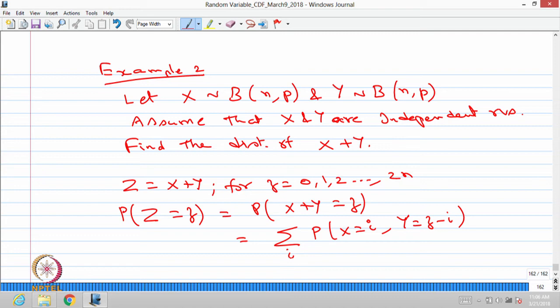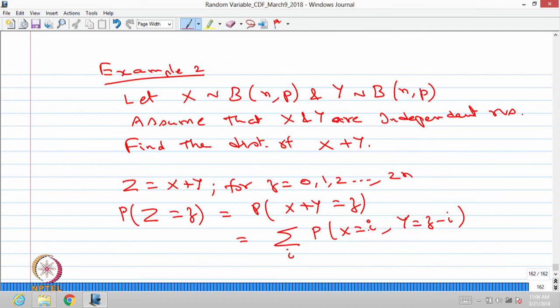I am not going to write what all the possible values of i are very clearly, because for some i the y may not be within the range 0 to n, or x cannot be in the range 0 to n. Whenever x takes values 0 to n as well as y takes values 0 to n, only then will you have some joint probability mass function. Otherwise, those probabilities are going to be 0. Therefore, I am not going to write the possible values of i. I leave it as it is.